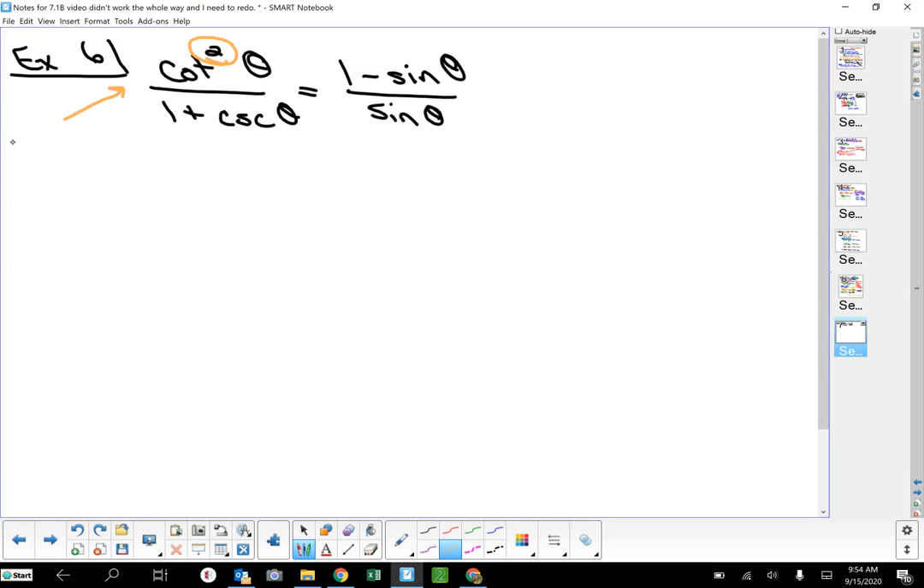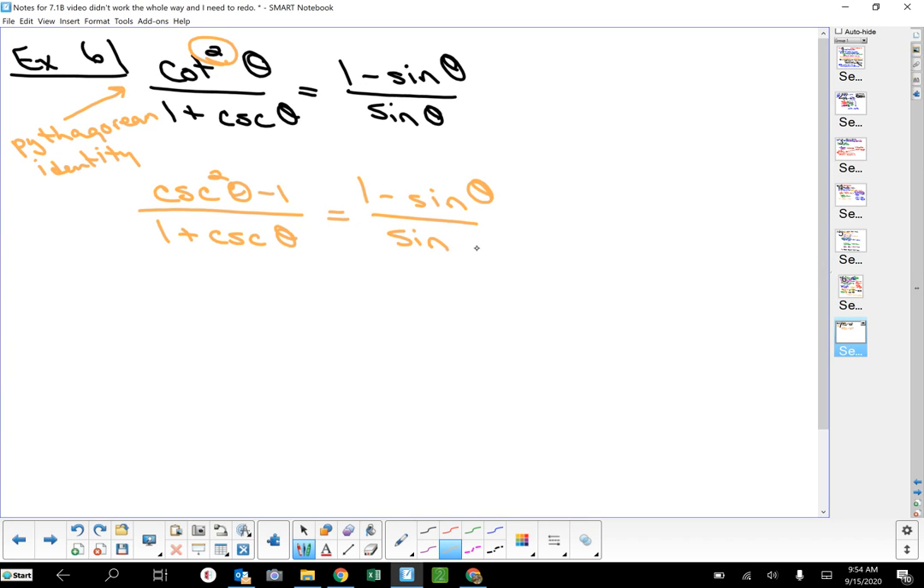So this Pythagorean identity is cotangent squared is cosecant squared minus 1. And we're going to put that over 1 plus cosecant. And we want to show that this equals 1 minus sine over sine.